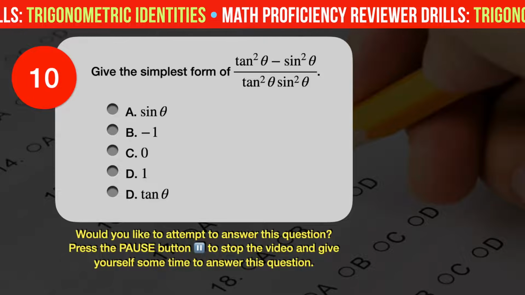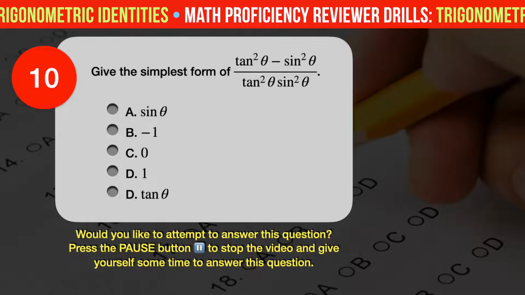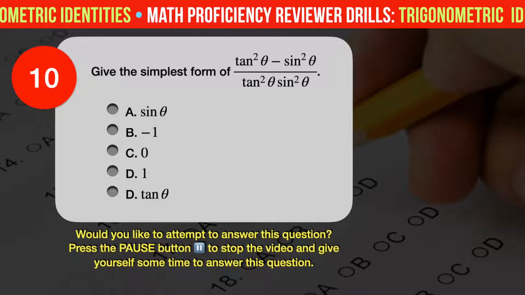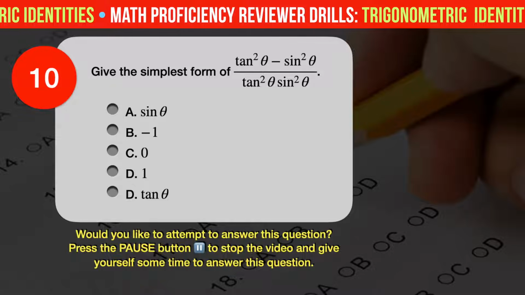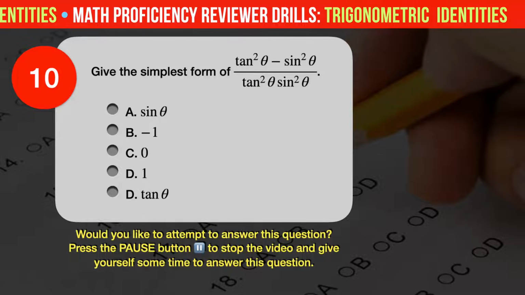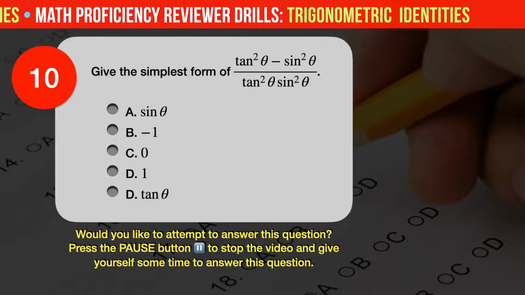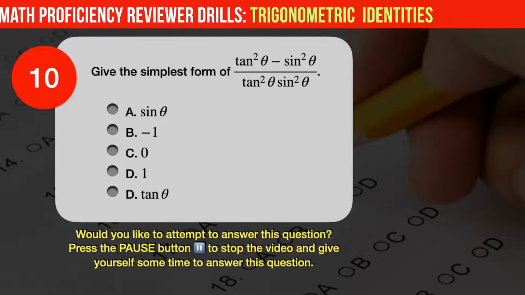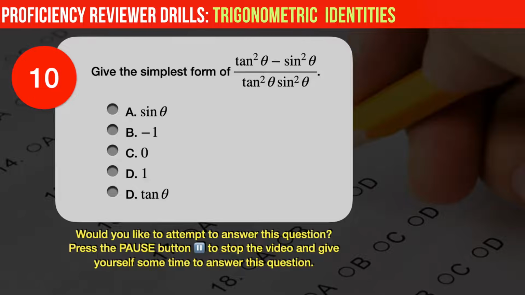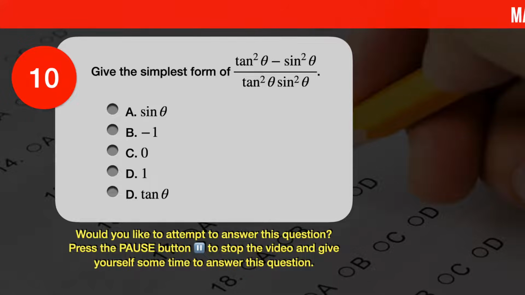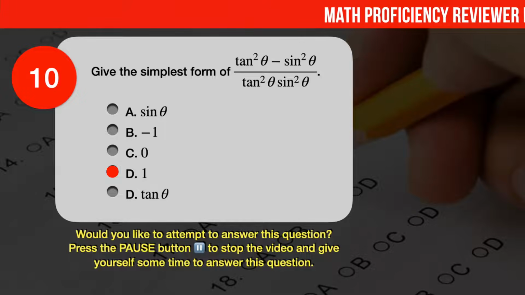Drill question number 10. Give the simplest form of the quantity tangent squared theta minus sine squared theta over the quantity tangent squared theta times sine squared theta. A. Sine theta, B. -1, C. 0, D. 1, E. Tangent theta. The correct answer is D. 1. This problem was modeled on an actual question that appeared on a previous UP college admission test or UPCAT.